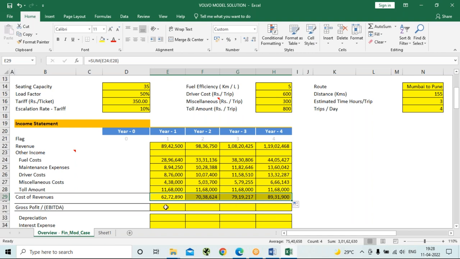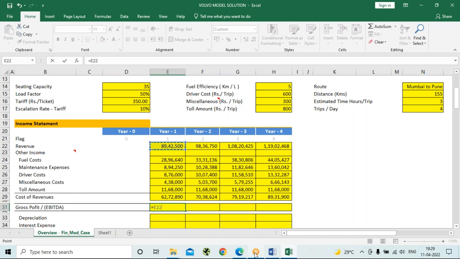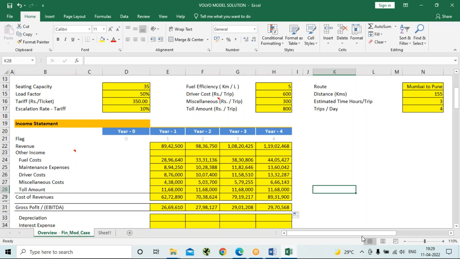And to calculate the gross profit, you are supposed to take the revenue value minus the cost of revenue. So the gross profit value is the revenue value minus the cost of revenue, which is nothing but the OPEX value, whatever expenses you have been seeing to get that revenue.